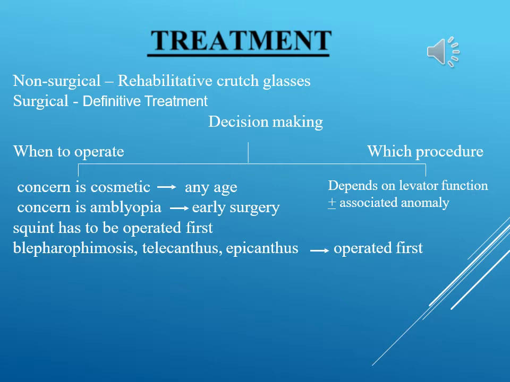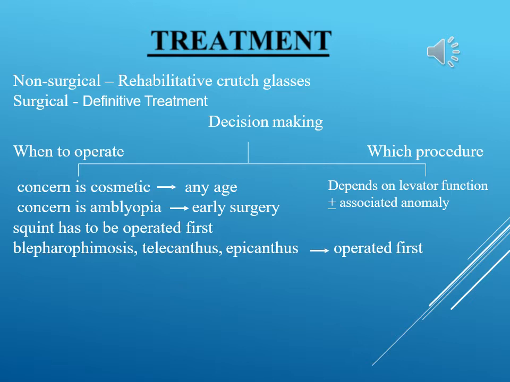Now, the next important part of decision making is which procedure has to be performed. The primary factor which helps us decide which surgery to perform is the levator function. A test is performed to assess the levator function, and it is basically the amount of upper eyelid excursion from extreme down gaze to extreme up gaze with the frontalis blocked.